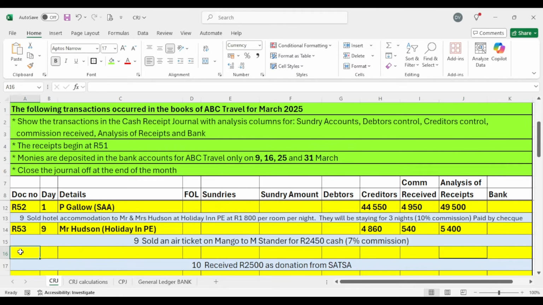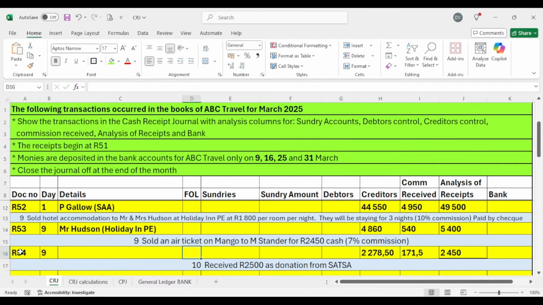First, we'll put in our document number. We are now at R54. Do you see it follows in numerical order? The date is the 9th of the month. And first, we put our full value under analysis of receipt, 2,450. You ask yourself, what was this for? We know that 171.50 was our commission. And the balance of this, 2,278.50, is due to the creditor.